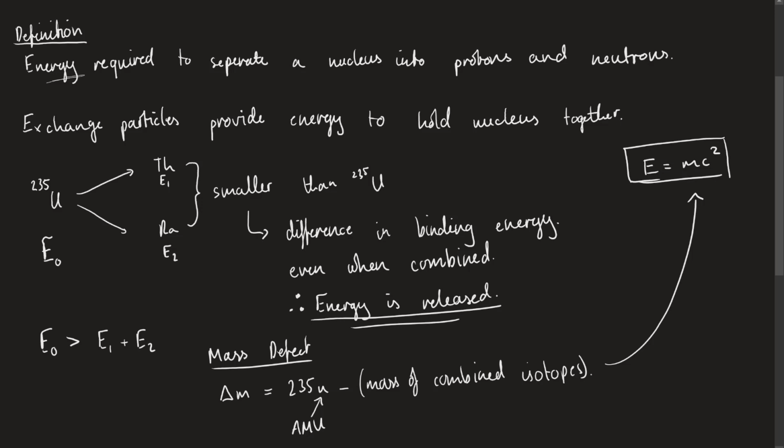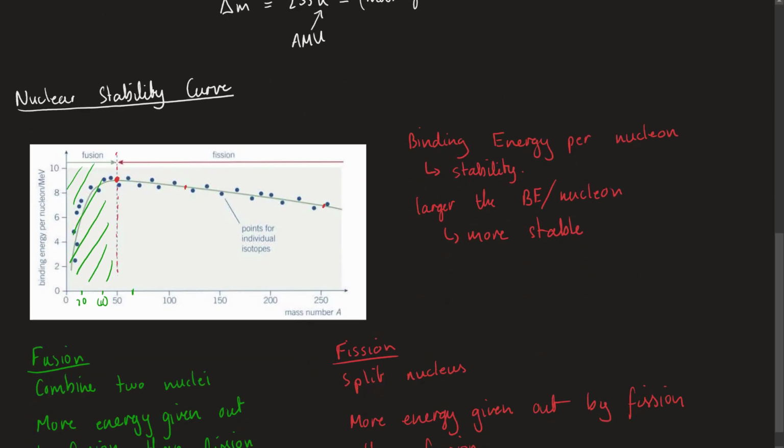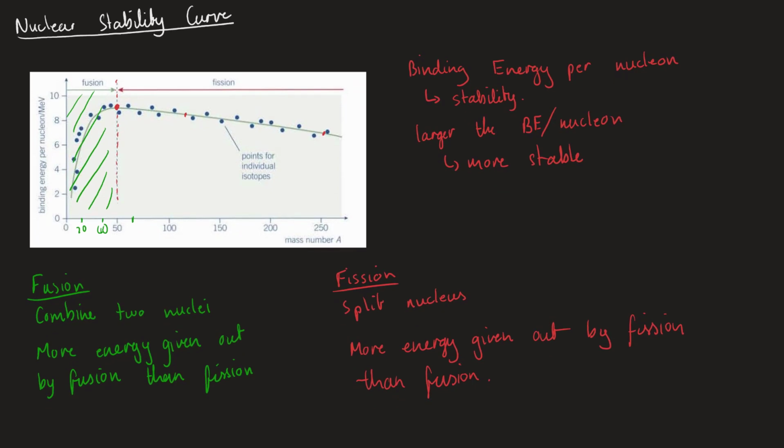That means that if we have a difference in the mass, we have a difference in the energy, so energy must have been released. We then say that we can quantify that by calculating the difference in the mass, putting that into Einstein's equation of E equals mc squared, and then we get the overall binding energy released. Then we said, how do we know which ones are going to be better at fusion and fission? And then we come to this nuclear stability curve, where we said that the binding energy per nucleon is in reference to the stability of something.